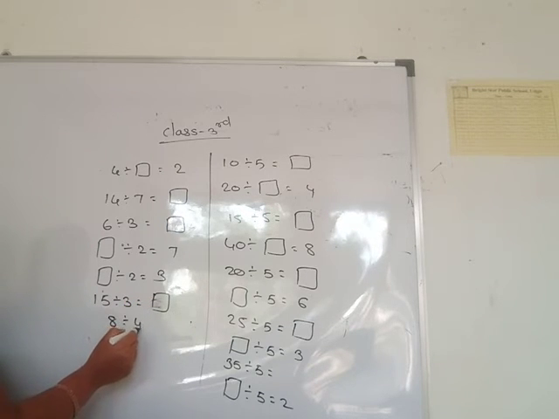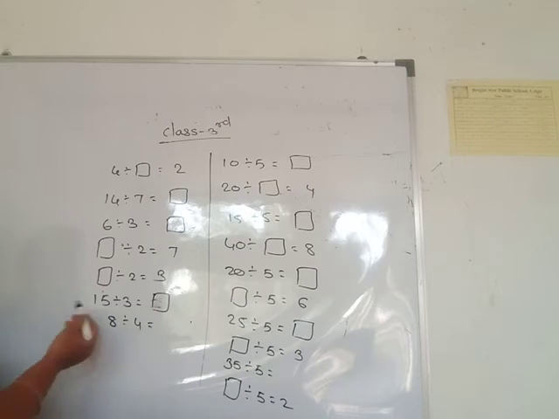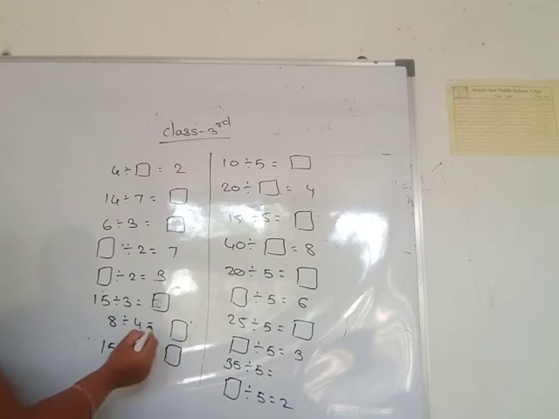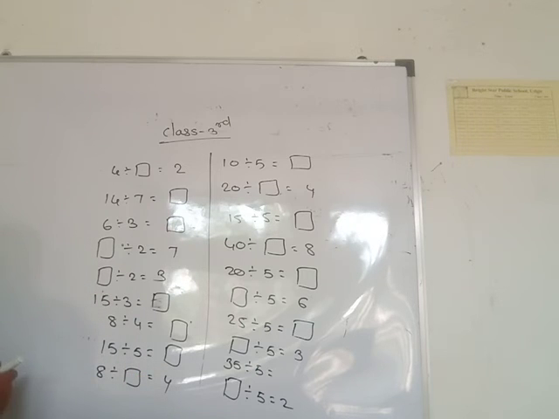8 divided by 4. 4 1s are 4. 4 2s are 8. Then here 15 divided by 5. 5 1s are 5. 5 2s are 10. 5 3s are 15. Then you write the correct answer. Then 8 divided by one empty box is equal to 4. See here, 4 1s are 4. 4 2s are 8. Means here 8 divided by 2. You write answer 4.